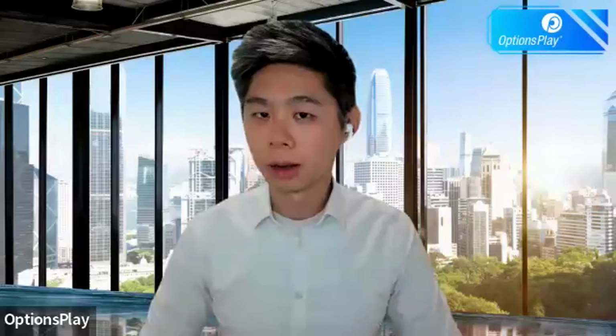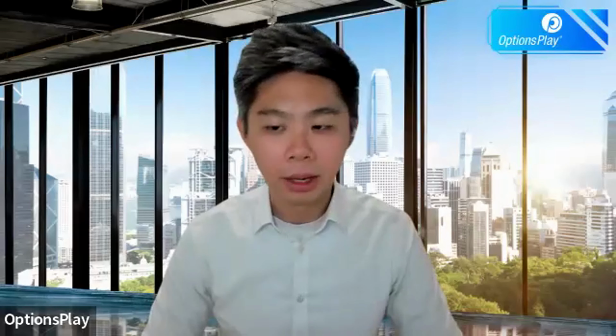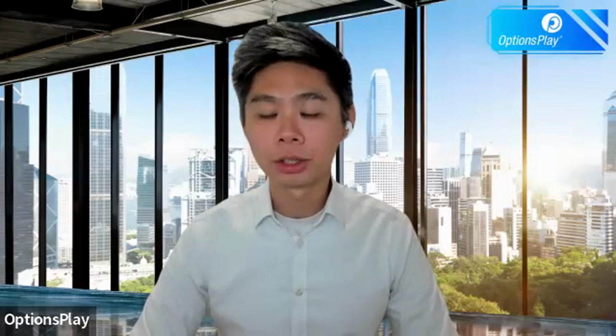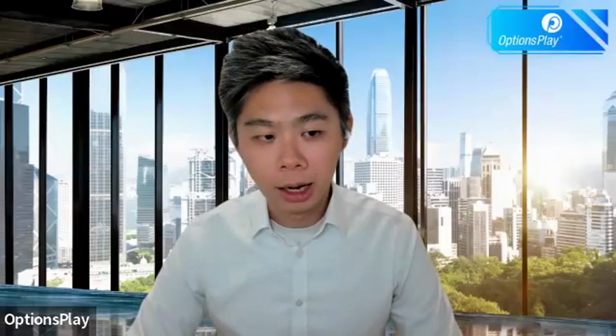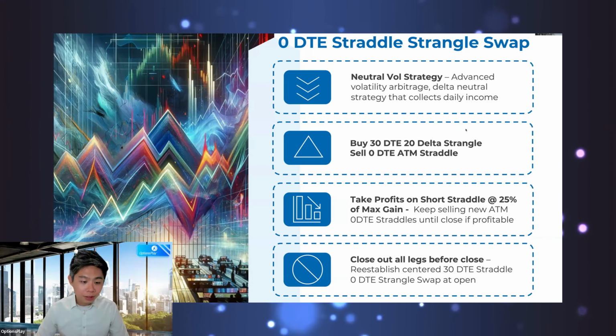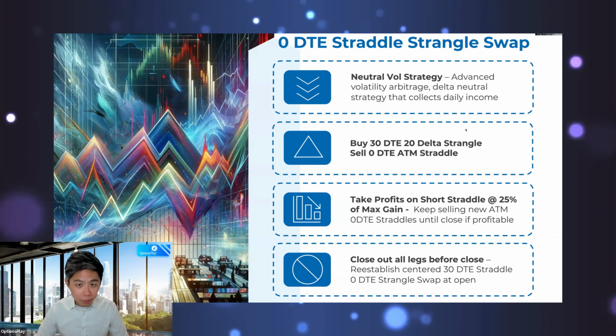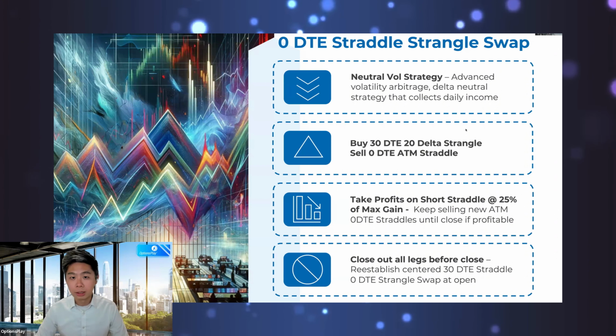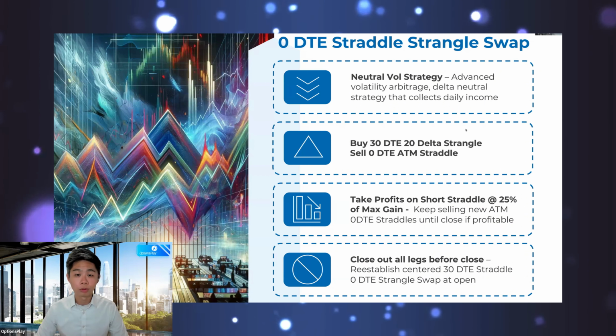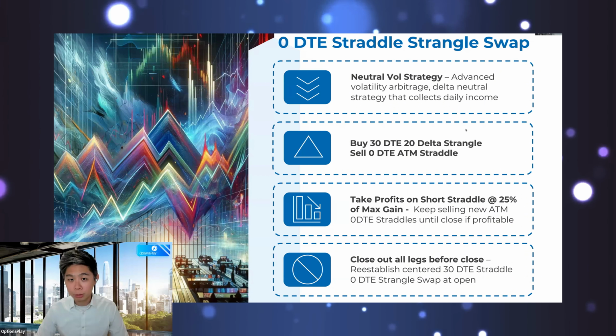The last strategy we're going to talk about is kind of the deep end of the pool. But for those of you that have a good foundational understanding of option strategies, this one should not scare you. It sounds complicated, and it sort of is complicated to some degree. It's called a straddle strangle swap. Basically, what you're doing is trading a straddle and a strangle at multiple time frames.